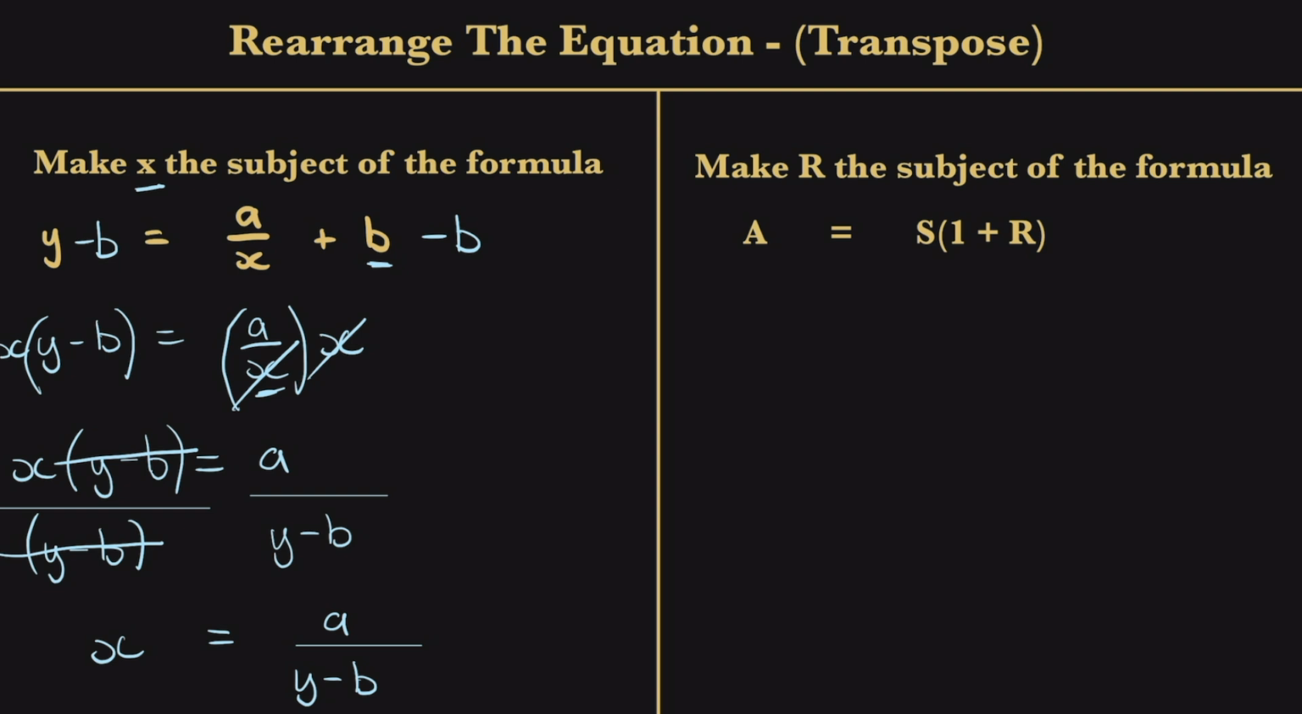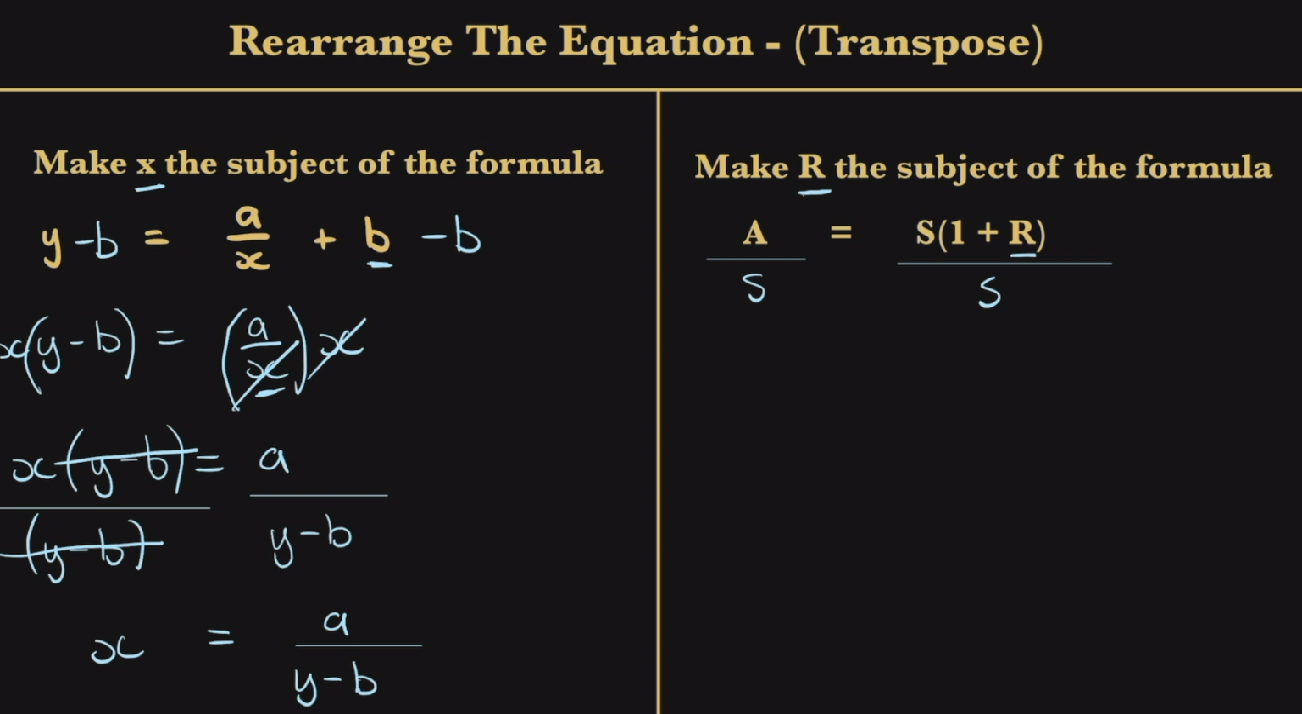Let's have a look at the one on the other side. So we've got make r the subject of the formula. All right, so we've got a equals s outside of the brackets 1 plus r. Now, the first thing I'm going to do is I obviously want to get r by itself, and I'm noticing that we've got an s outside of the brackets here. So that's the first thing I'm going to transpose. So I'm going to divide both sides by s, so that neutralizes that, and this side by s as well.